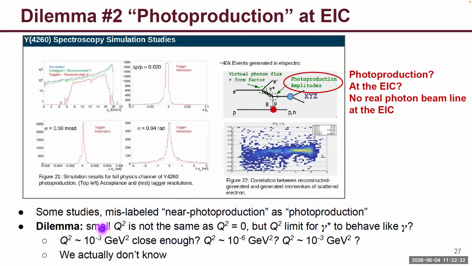It could be 10 to the power minus 3 GeV. It could be 1 GeV. It could be 10 to the power minus 6 GeV. It could be 10 to the power minus 9. We don't know that. So that is something that we still have to explore at the electron-ion collider, to see when the virtual photon starts to behave like a real photon. So when a person talks about the photo production of something at the EIC, what he or she really means is that Q squared is very, very small. Make sense?